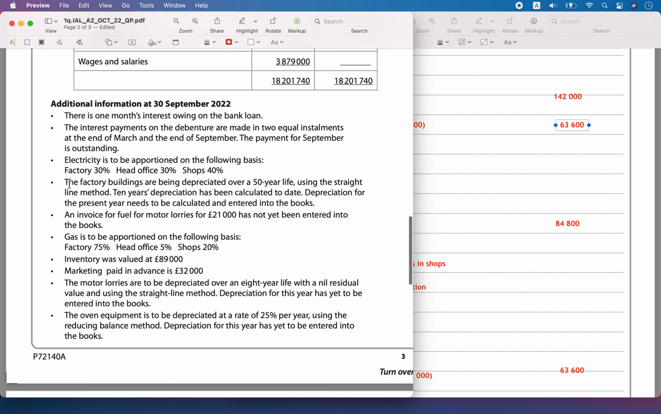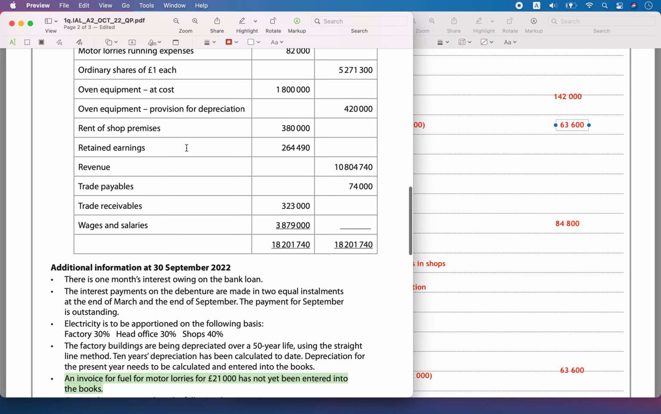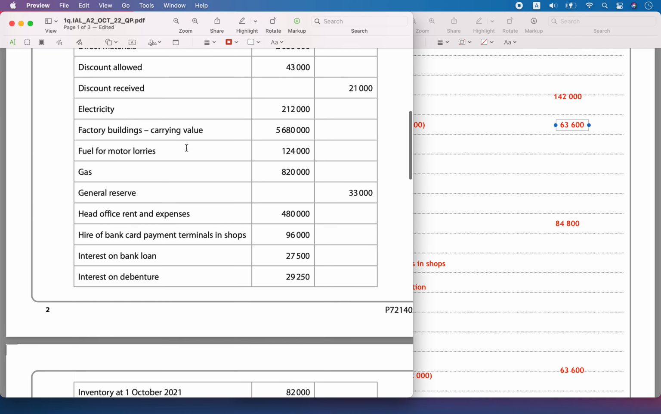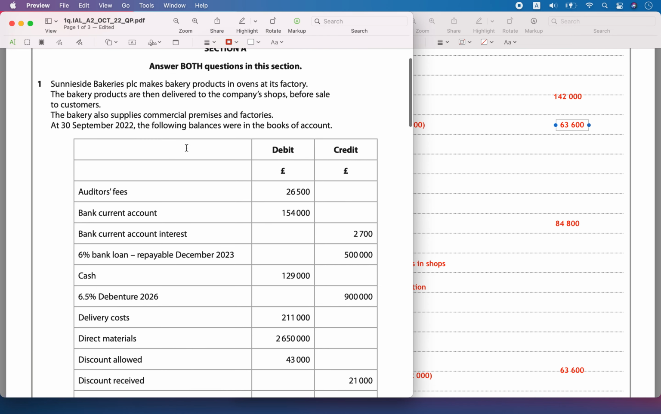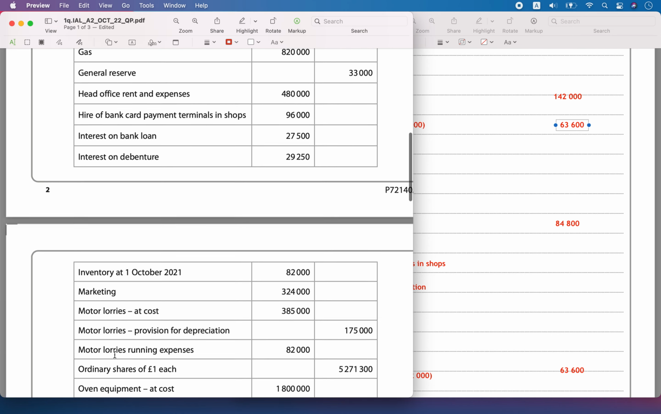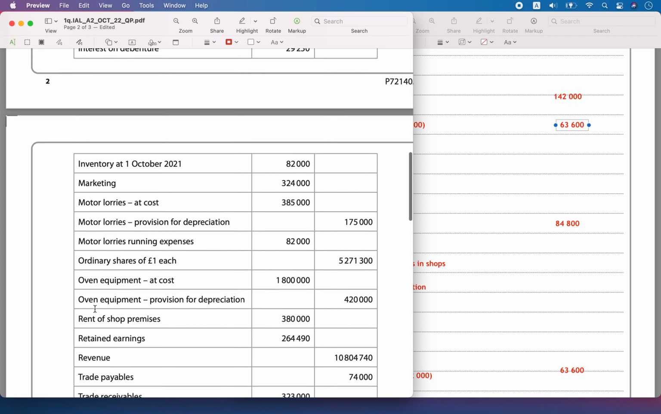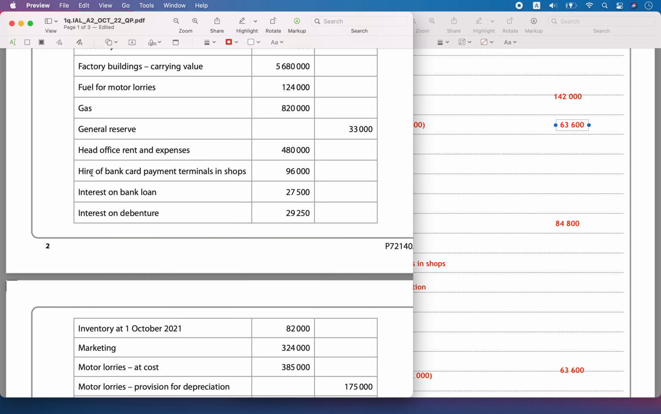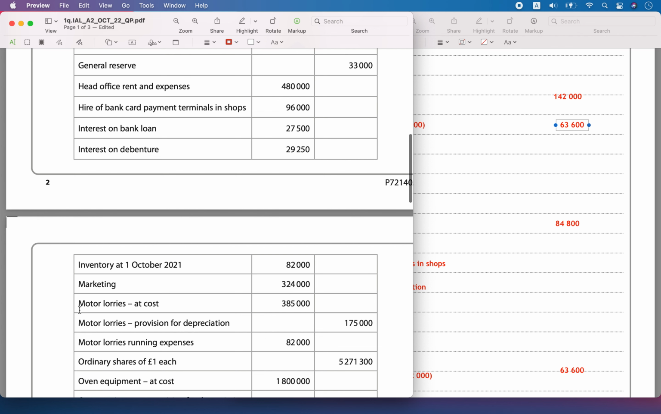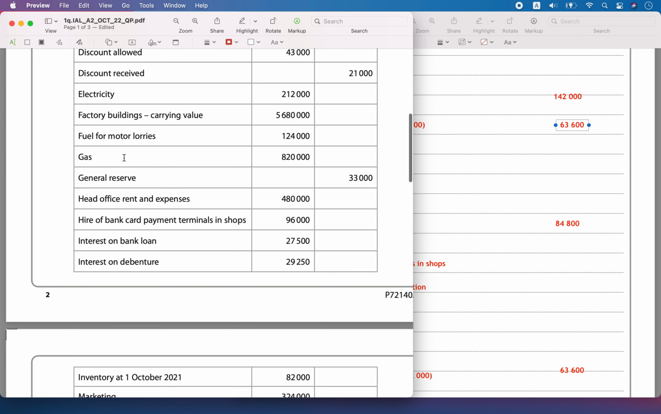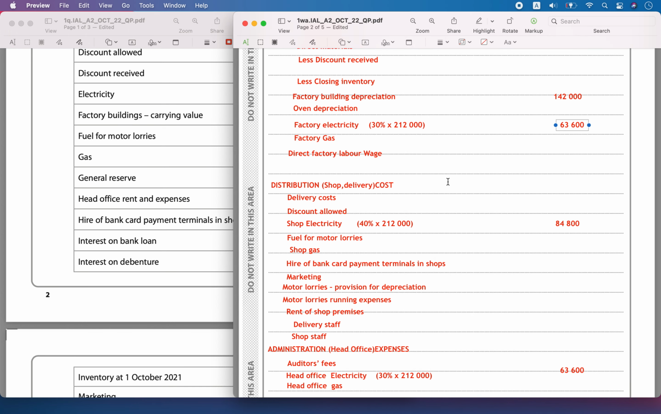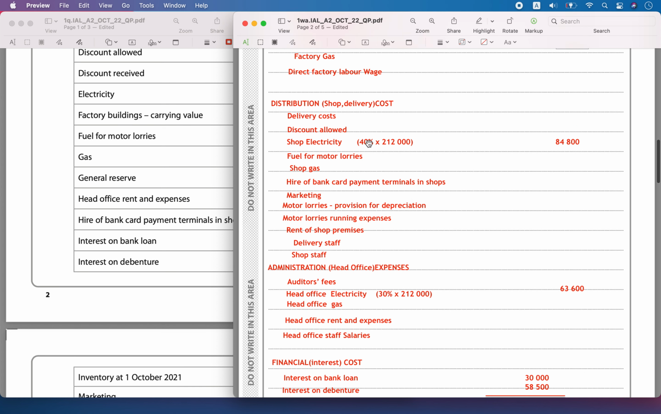Then you have the additional information. An invoice for the fuel for motor lorries 21,000 had not been entered into the books. So the fuel for motor lorries, we can see that it is appearing in the fuel, it should appear in the motor lorries or in the fuel for motor lorries. Yeah, it is 124,000 plus 21,000. It's still owing and it has not been entered in the books.